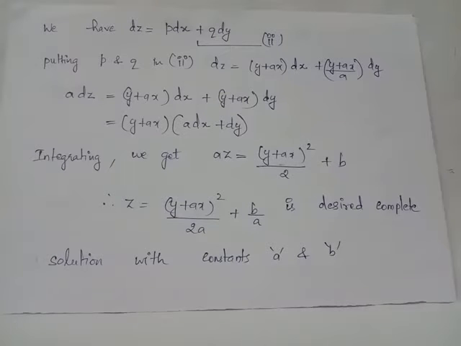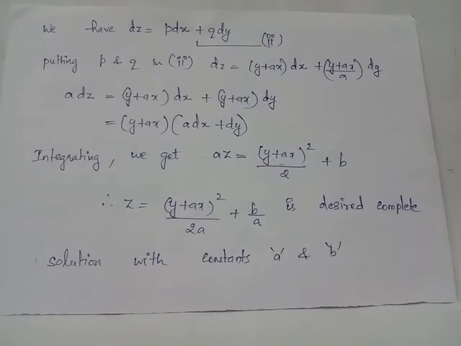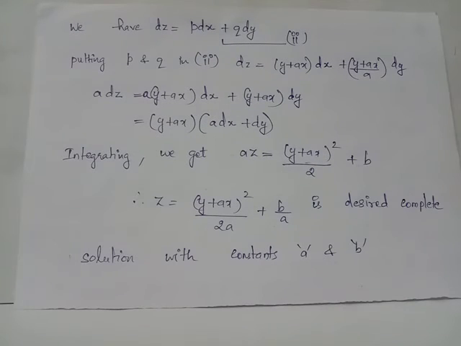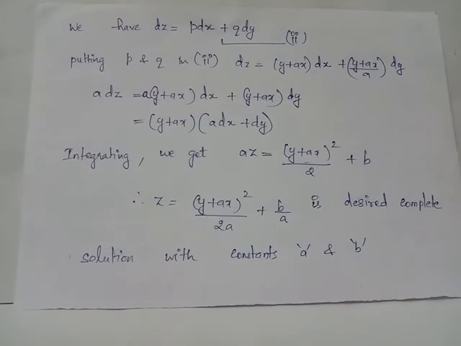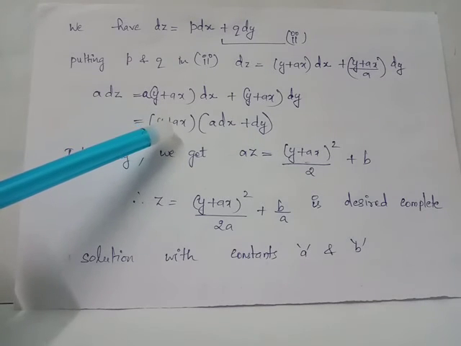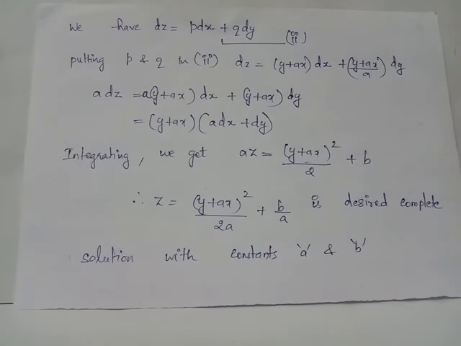obtain the complete solution. We substituted expressions of p and q here, and we have dz equals y plus ax dx plus y plus ax upon a dy. When we multiply the equation on LHS and RHS completely using a, our equation becomes a dz equals y plus ax dx plus y plus ax dy. When we multiply this equation throughout using a, to this term and this term a gets multiplied, and for this term a gets cancelled. So we have y plus ax taken common outside from both these terms, and we get a dx plus dy as the other factor.